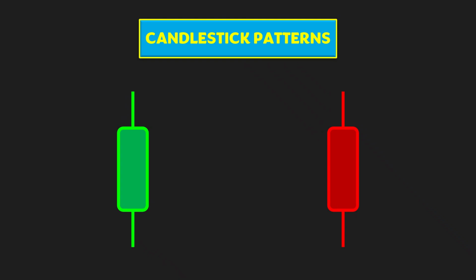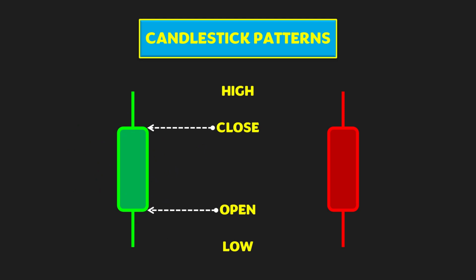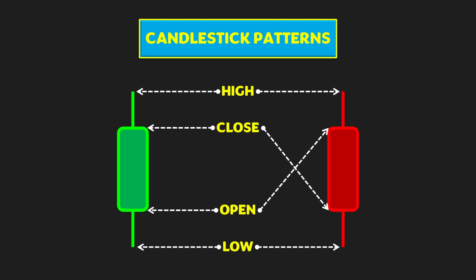So how are candlesticks formed? Candlesticks consist of opening, high, low, and closing values. The green candle occurs when the closing value is above the opening value. The red candle occurs when the closing value is below the opening value. The highest level of a candlestick refers to the high value seen during the period, and the lowest level refers to the low value seen during the period.